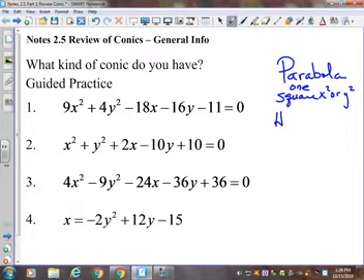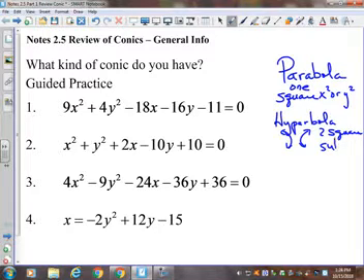Then we have a hyperbola. A hyperbola is a problem that has two parabolas. So for it to have two parabolas, it has to have two squares. But it has to have subtraction between them, and that's what makes them turn out away from each other.